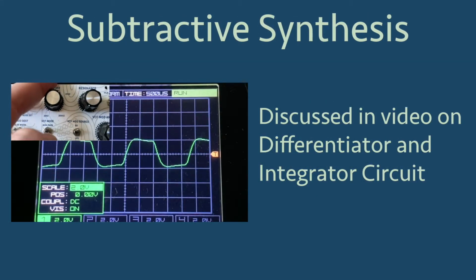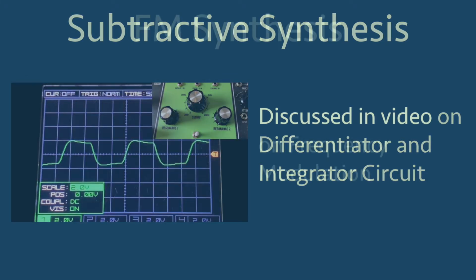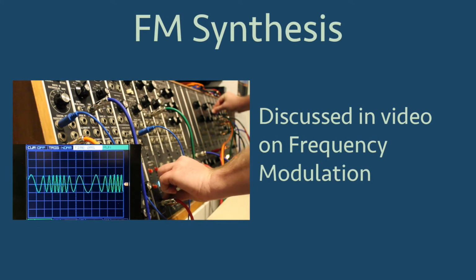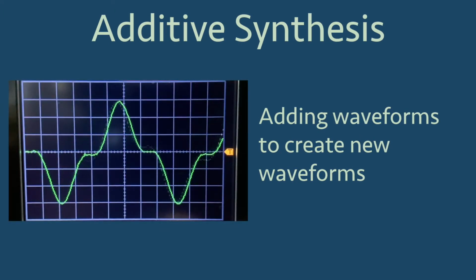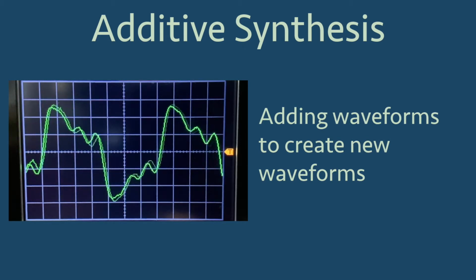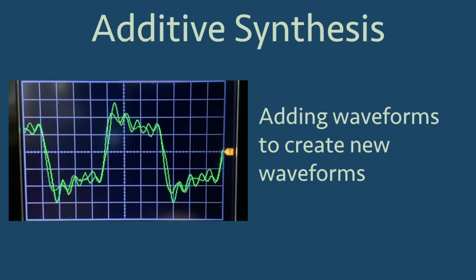In other videos, we have seen subtractive synthesis, which uses filters to subtract harmonics from a tone, and FM synthesis, which uses the frequency of one oscillator to modulate the frequency of another. But while subtractive and FM synthesis can be done with just a couple of components, additive synthesis requires many more components to start creating interesting sounds. As the name would suggest, we are going to create sounds by adding waveforms.